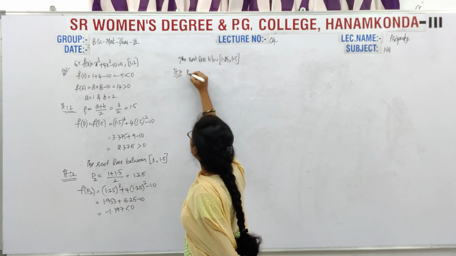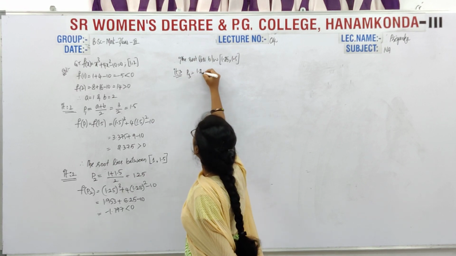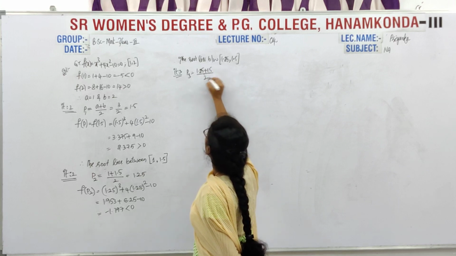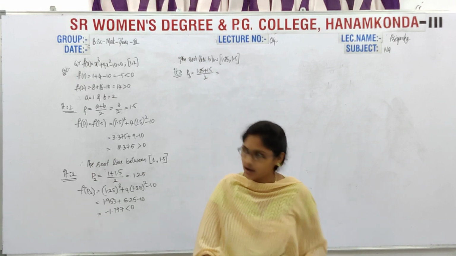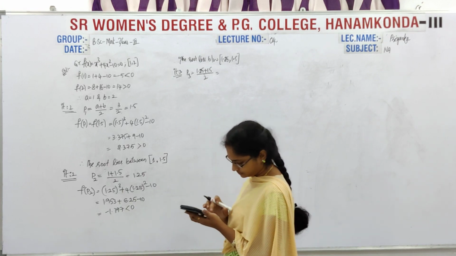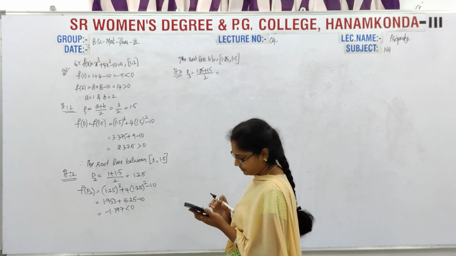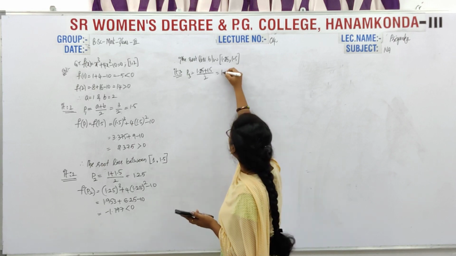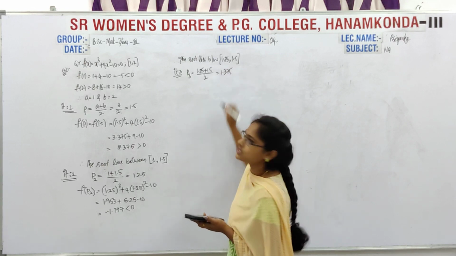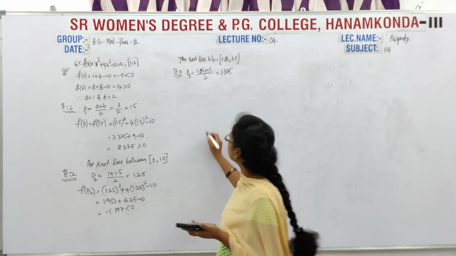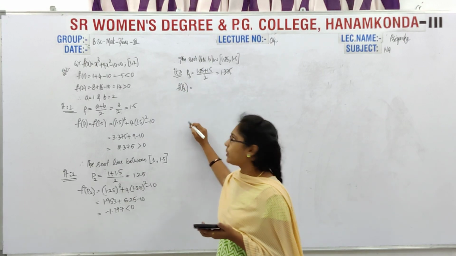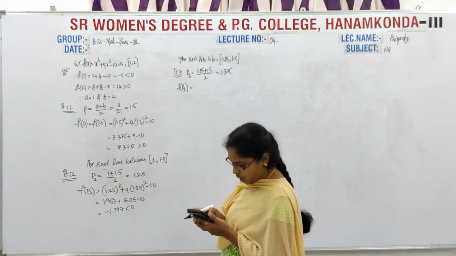Now P3 equals (1.25 + 1.5)/2. Okay. So 1.25 plus 1.5 is equal to 2.75, divided by 2, so 1.375. This is the new P value. Next what we have to do? F of P3. So directly I am taking 1.375 whole cube.